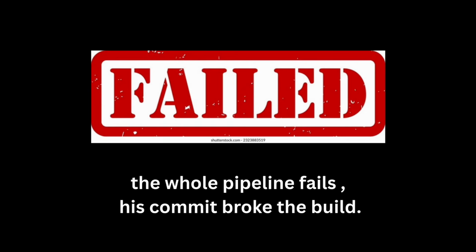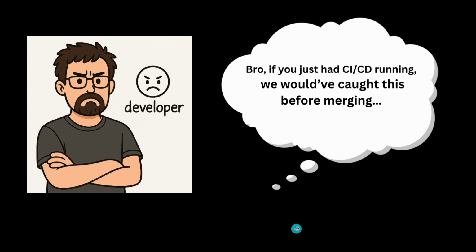Now everyone's automated builds turn red. The team has to stop and debug his code. Dev A sighs, "Bro, if you just had the CI/CD running, we would have caught this before merging."